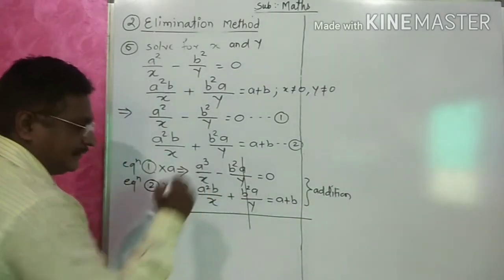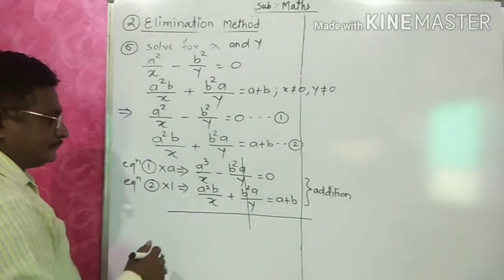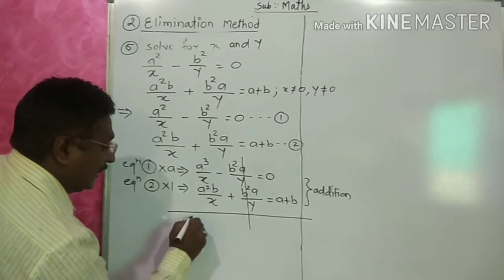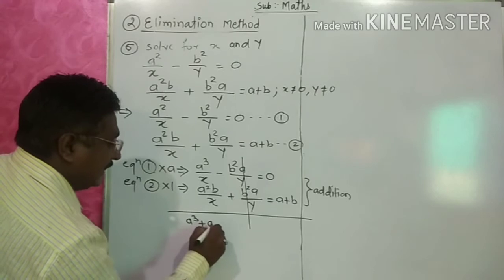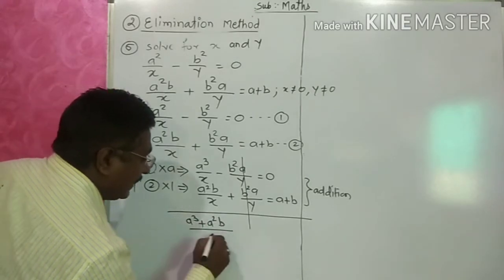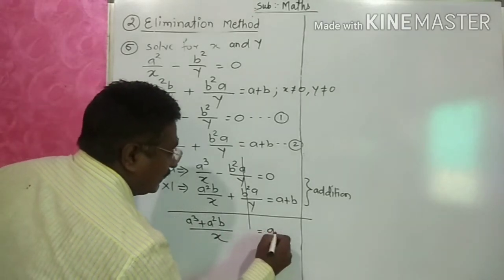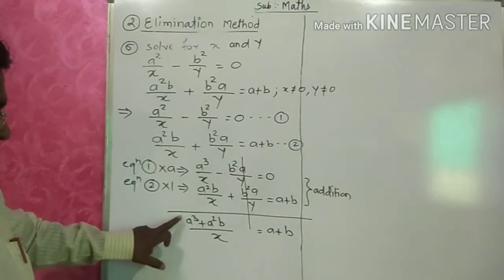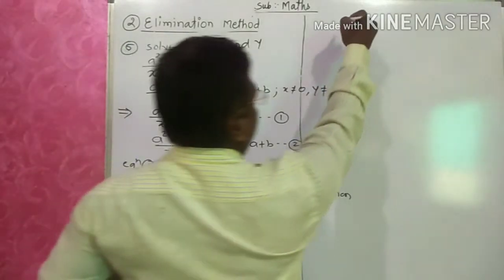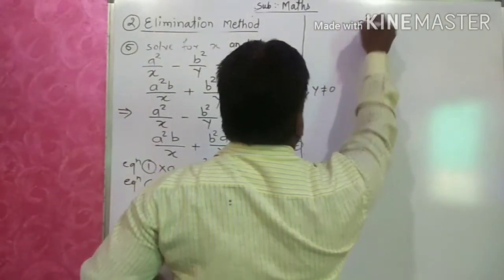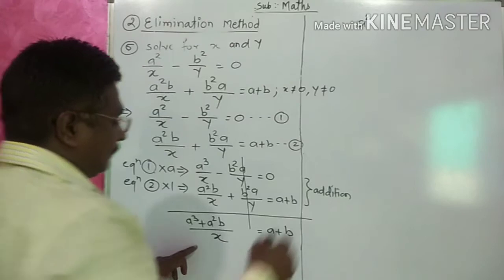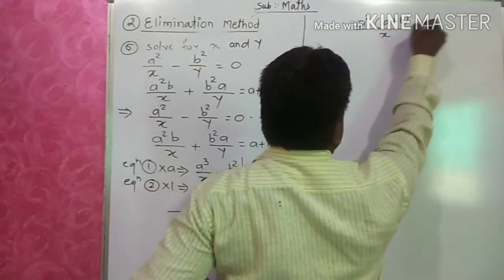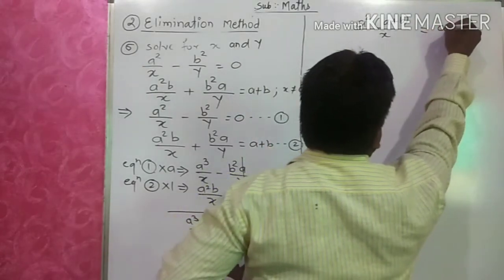So this is eliminate. Now what will we get here? a cube plus a square b by x equals a plus b. Now here what is common? a square is common. So take out a square common, so what will we get? a plus b by x equals a plus b.